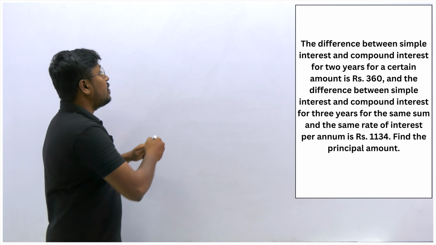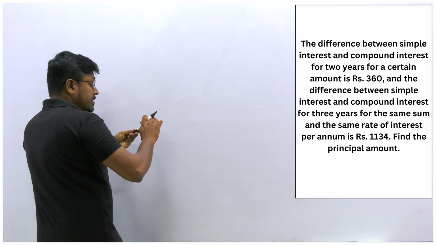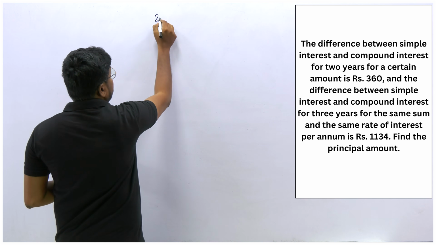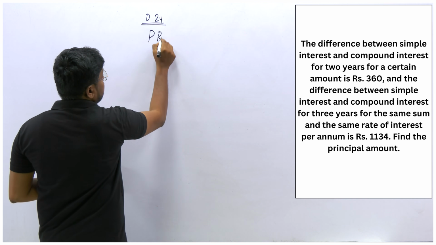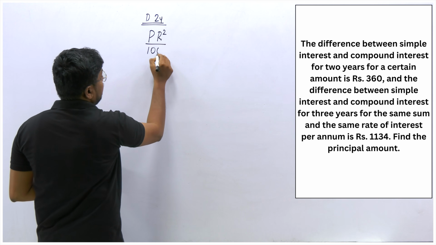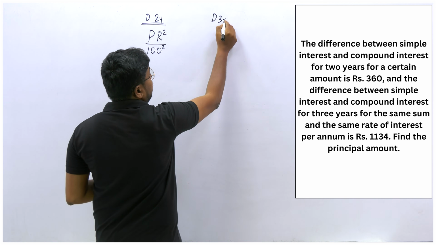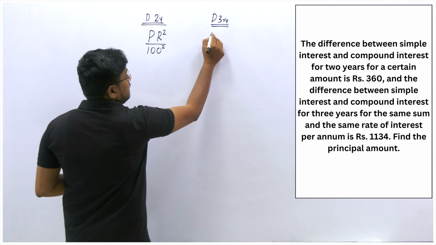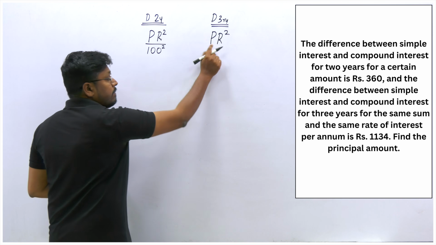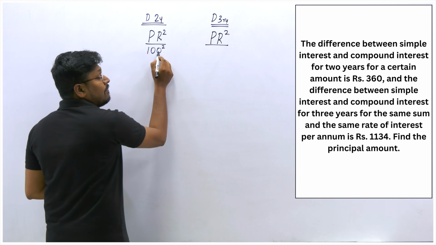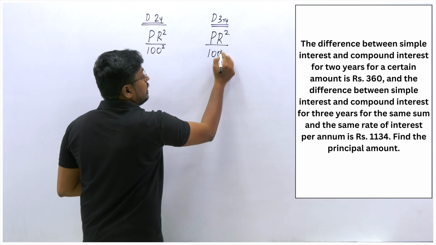First, you already know the formula, as I explained it while teaching simple interest and compound interest. The difference for 2 years is P R square divided by 100 square. This is the formula for 2 years. The difference between simple and compound interest for 3 years is similarly P R square, the numerator will be the same, divided by 100 cube, because of 3 years, whereas we have 100 square for 2 years.